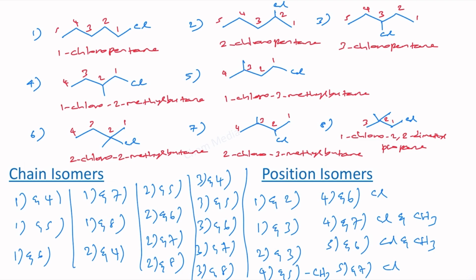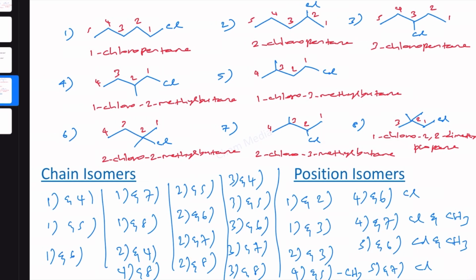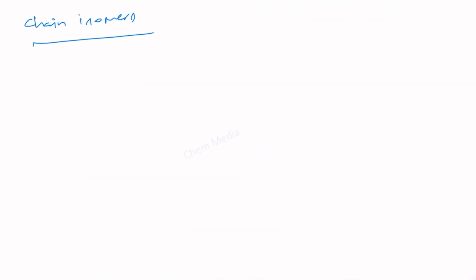Now, how about one combination that looks like we missed? How about 4 and 8? 4 and 8 are chain isomers. Let me just write down here. 4 and 8 are chain isomers. So, 5 and 7, how about 5 and 8? Let me write it in next page. Chain isomers 5 and 8. Likewise, 6 and 8 are also chain isomers. 7 and 8 are also chain isomers.